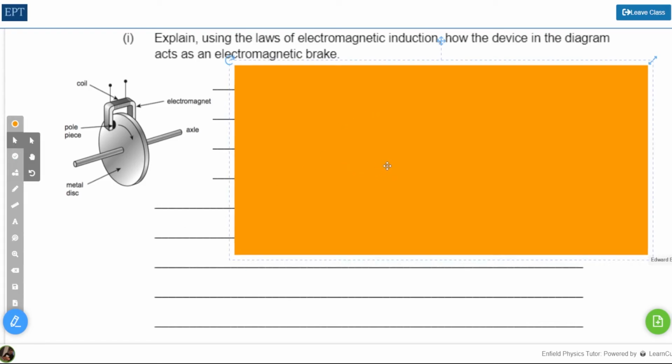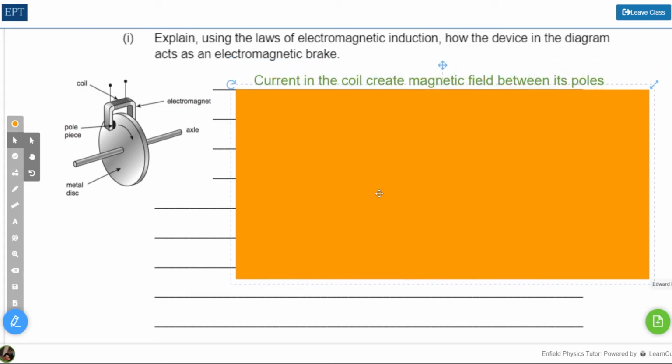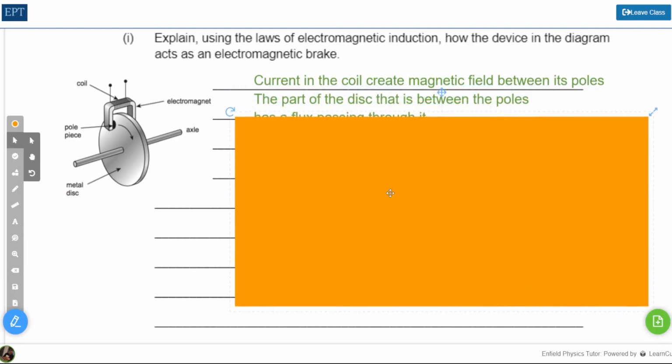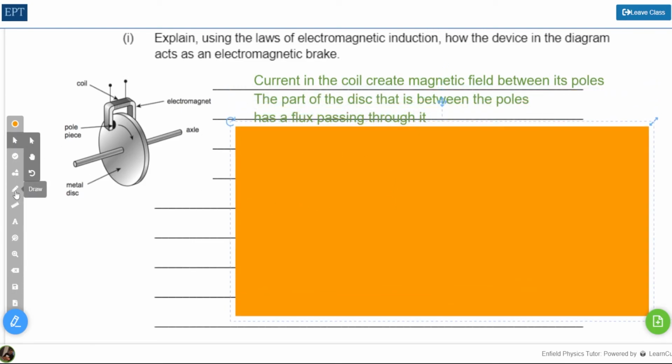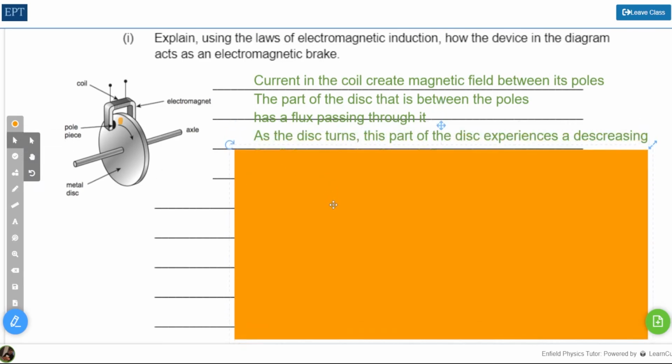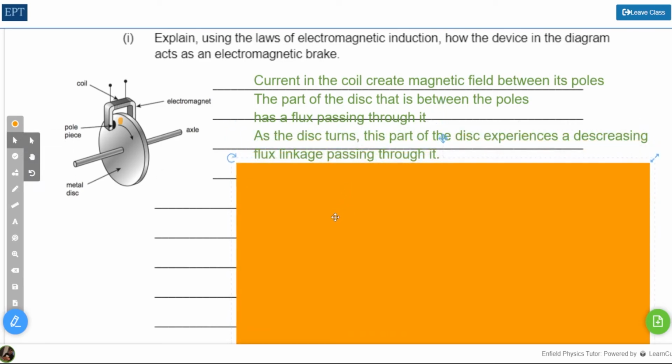Let's have a think then. First part is that current in the coil up at the top there creates a magnetic field between the poles of this magnet. This much we know. This means that the part of the disc directly between those poles, say there, is going to experience a magnetic flux passing through it. And because of this, the disc is turning.